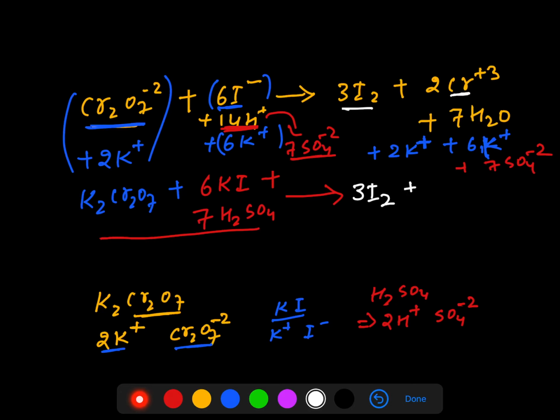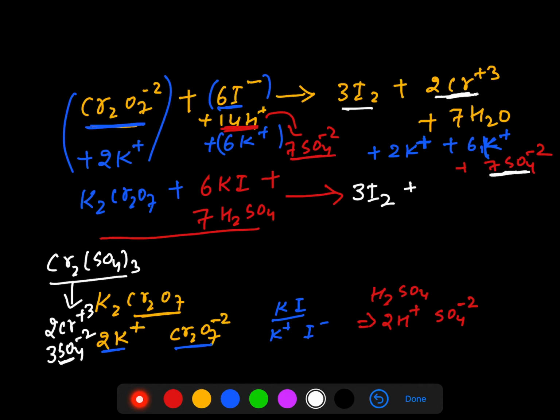But chromium was present with the sulfate ion in the original equation in the form of Cr2(SO4)3. So what we see over there is that with 2Cr^3+, 3 sulfate ions were bonded. And we have just 2Cr^3+, so with 2Cr^3+ the 3 sulfate ions will get bonded. We had 7 sulfate ions in total. Out of 7, 3 will go with Cr^3+ to give us 1 Cr2(SO4)3. Out of 7 we have used 3, we are left with 4 sulfate ions, right?